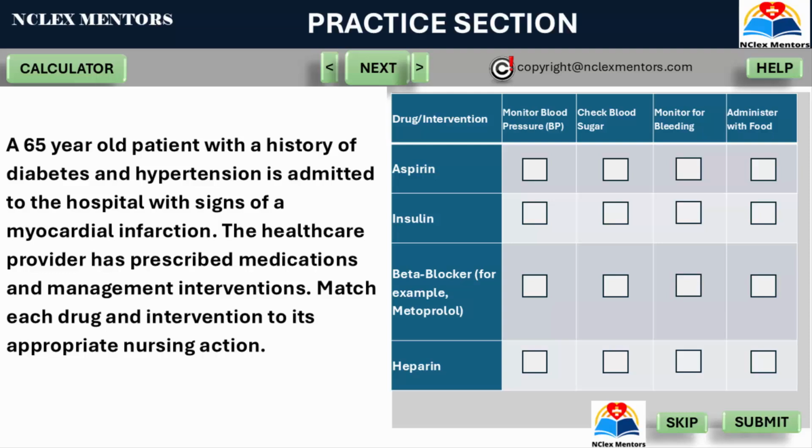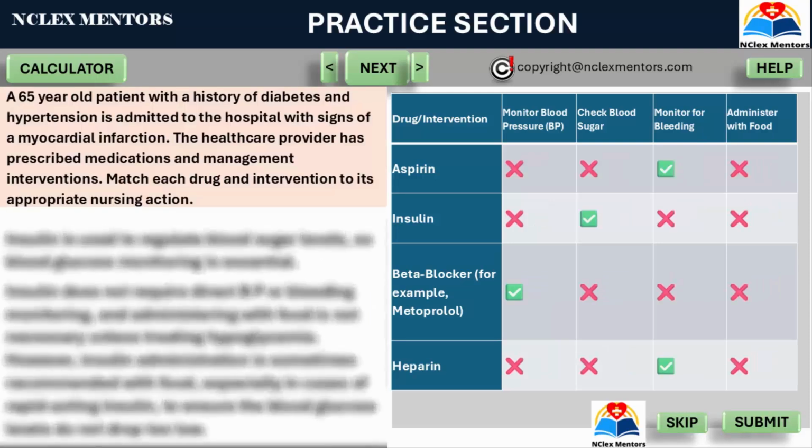Matrix-type questions on the NCLEX exam challenge you to evaluate multiple related concepts within a single question. You'll be required to match answers across a grid or table, testing your ability to assess, prioritize, and integrate knowledge to make sound clinical decisions. Let us see the rationale for choosing the correct options in the table.